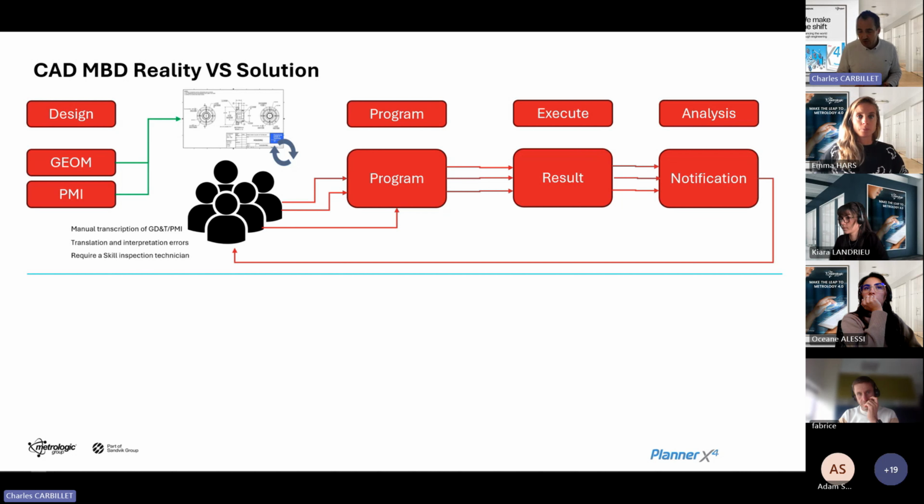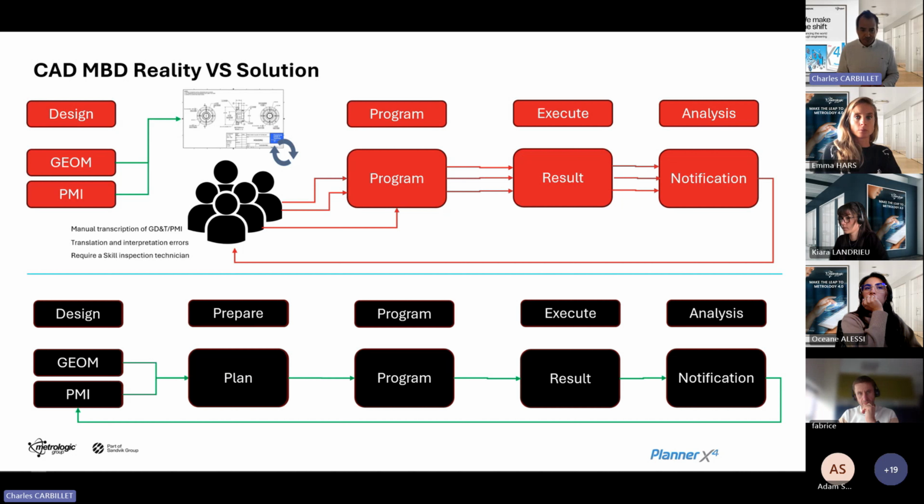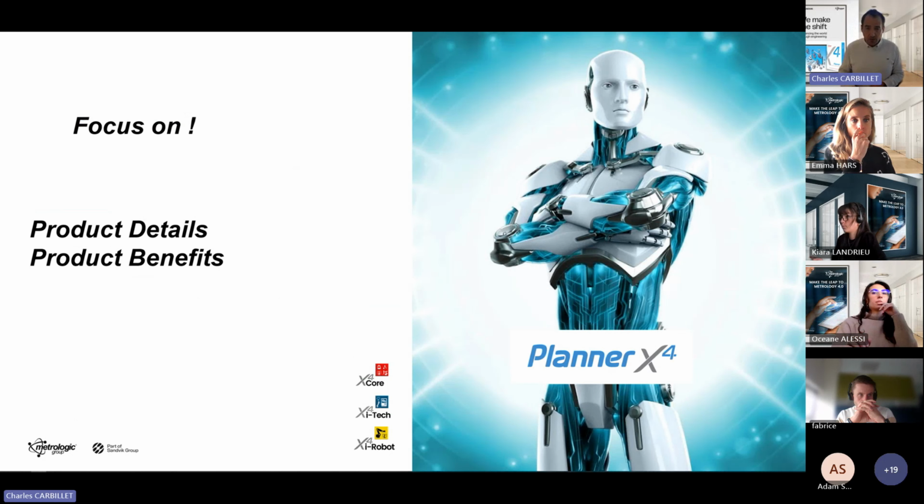The way we would like to address this issue in Metrologic is to provide you a product in order to drive correctly, to drive safely, in a robust way, the prepare phase. So by reading correctly, due to a standard or some company rules, make the plan of inspection, one unique plan with only one interpretation, and provide that to the programmer, to the executor or the operator, and then at the end, make the analysis probably with only one interpretation. This is what we would like to address with the planner product.